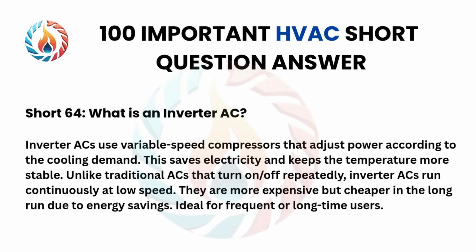Short 64. What is an inverter AC? Inverter ACs use variable speed compressors that adjust power according to the cooling demand. This saves electricity and keeps the temperature more stable. Unlike traditional ACs that turn on and off repeatedly, inverter ACs run continuously at low speed. They are more expensive but cheaper in the long run due to energy savings. Ideal for frequent or long-time users.